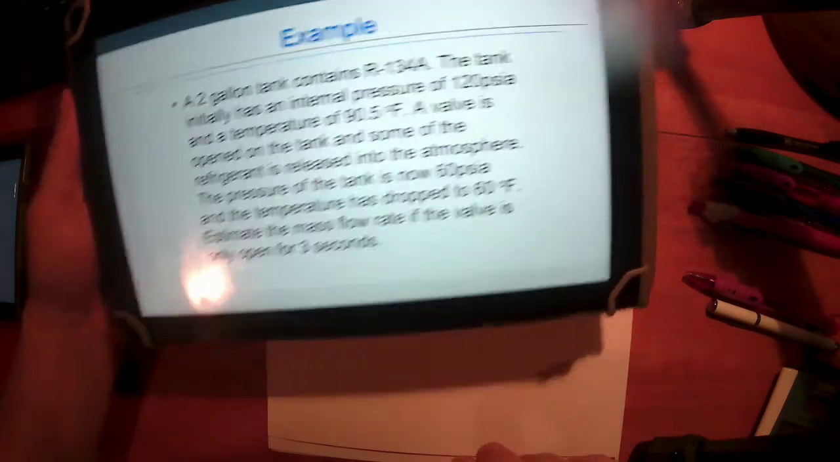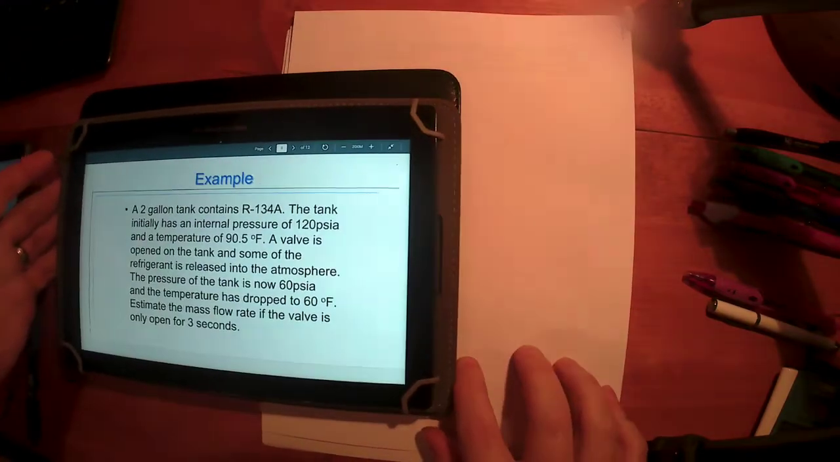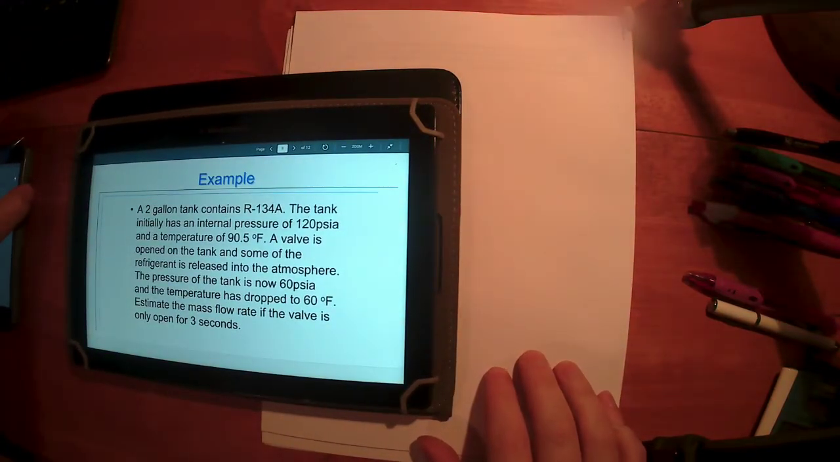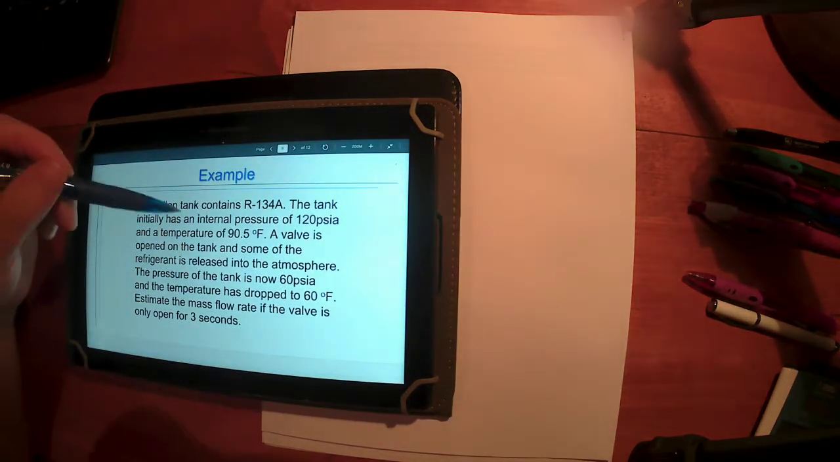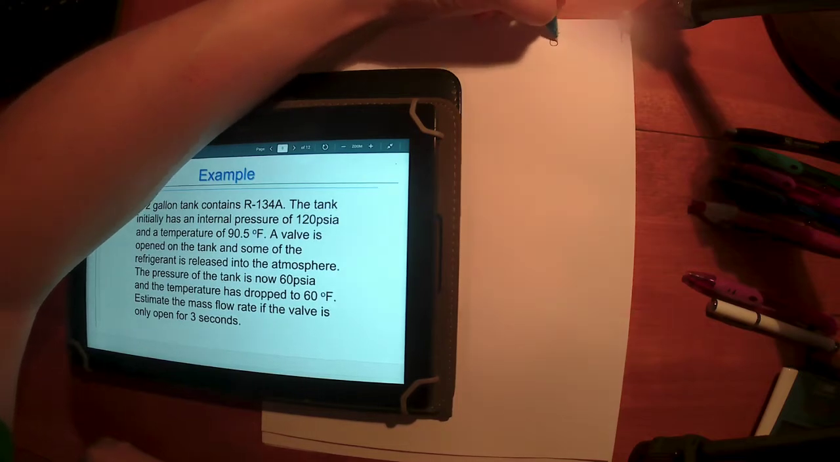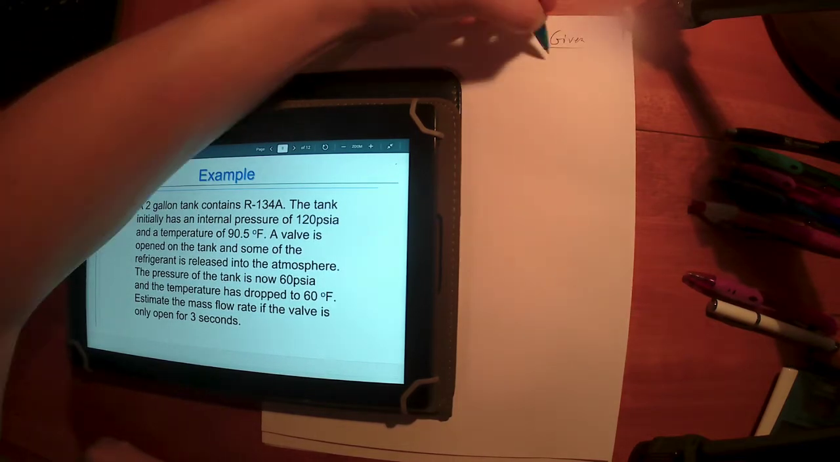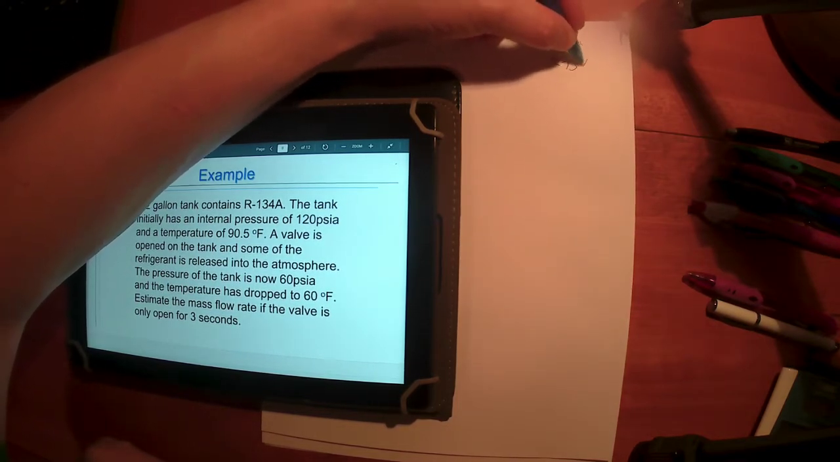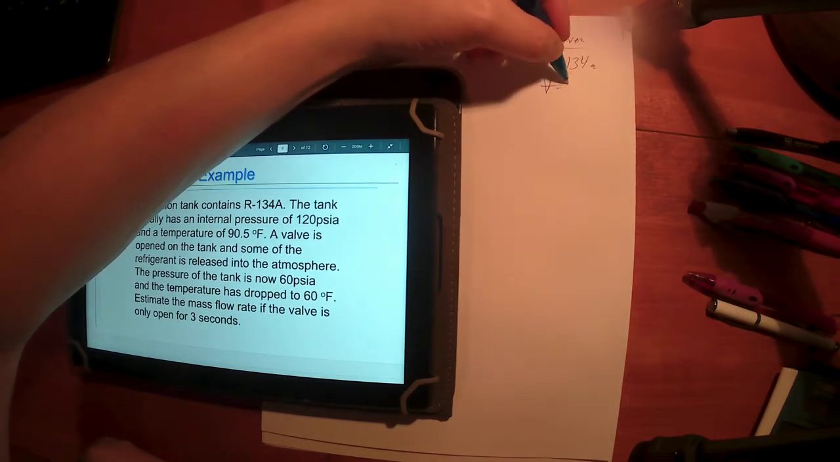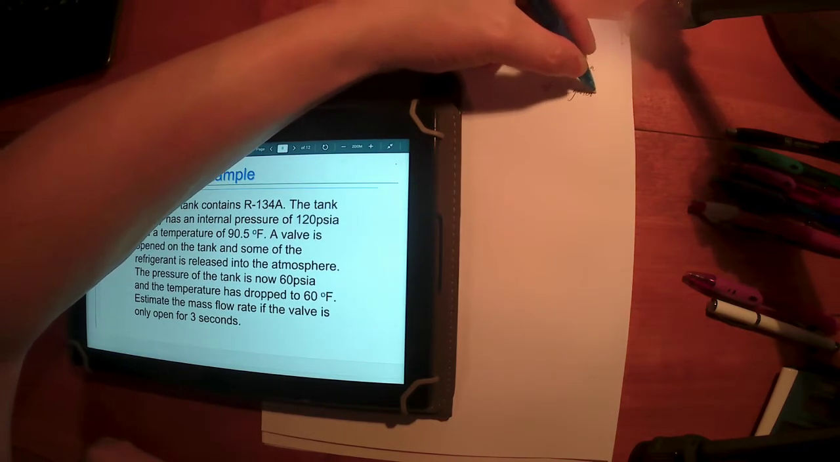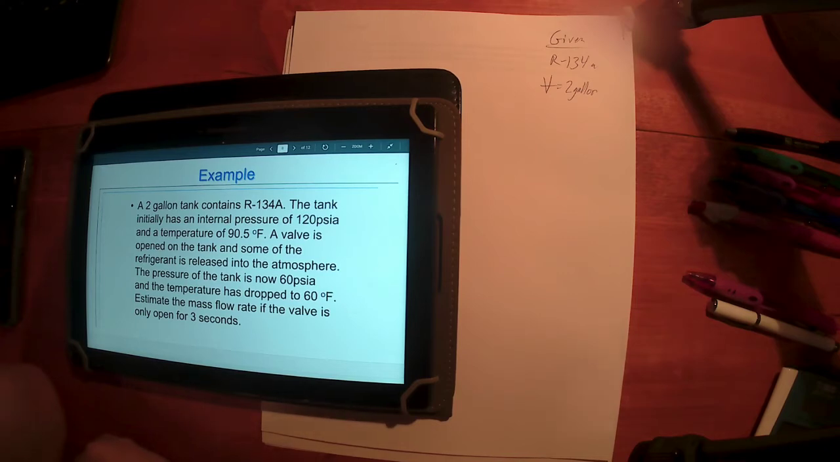So as I mentioned, let's talk about this example problem here. Okay, so what are we looking for? The problem says that a 2-gallon tank contains R134A. So we have refrigerant 134A. It's a 2-gallon tank. I would suggest we convert that to cubic feet very soon. You can go ahead if you like, if you're writing this along.